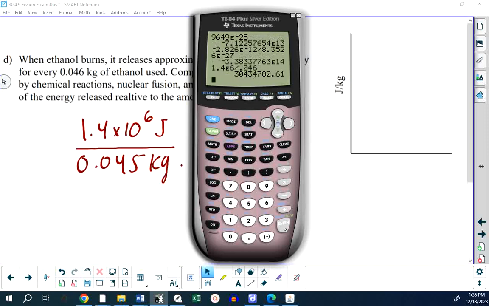Oh, that's pretty impressive. 3.0 times 10 to the 7 joules per kilogram. Am I reading that right? Okay.